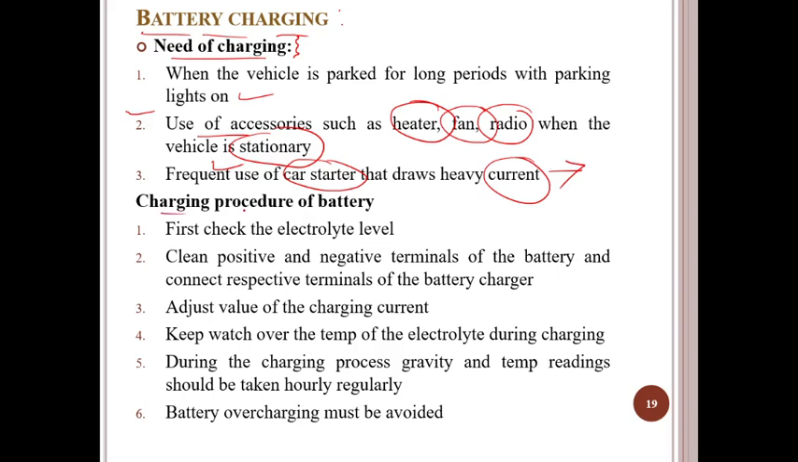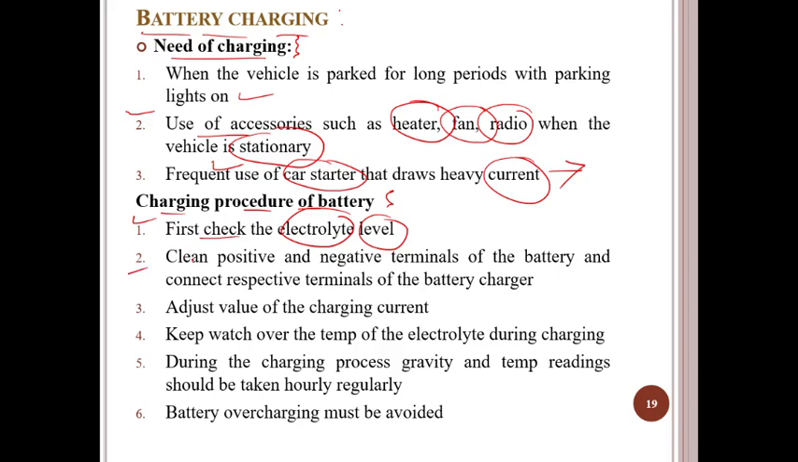So what is the charging procedure of the battery? The first point is to check the electrolyte level. Whatever electrolyte is used in a battery, we require a sufficient quantity. If the quantity of the electrolyte decreases, your battery cannot charge very easily. So we require a higher quantity of electrolyte here.